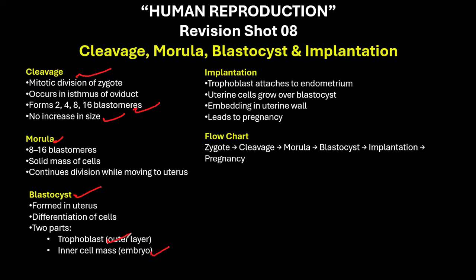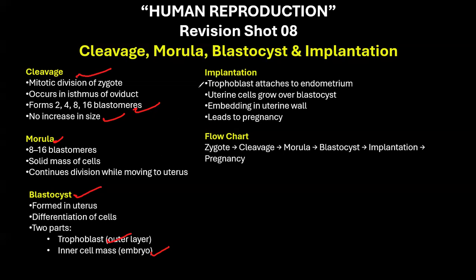Trophoblast helps in the formation of the placenta. It's an outer layer. It helps in attachment to the uterine wall. Then your inner cell mass, that is ICM, is the group of cells attached to the trophoblast. It develops into the embryo proper. You need to remember this thing.